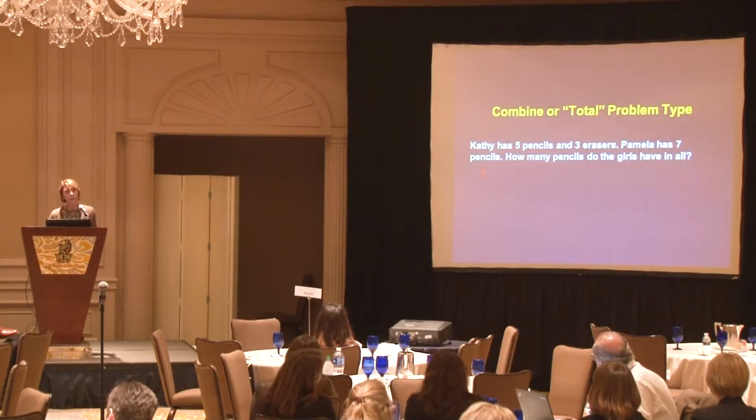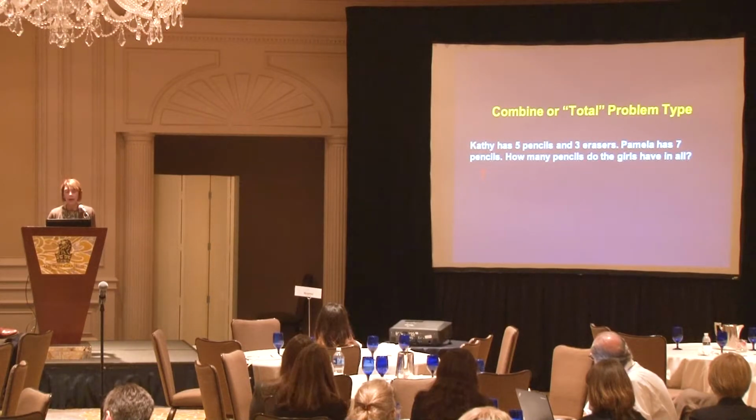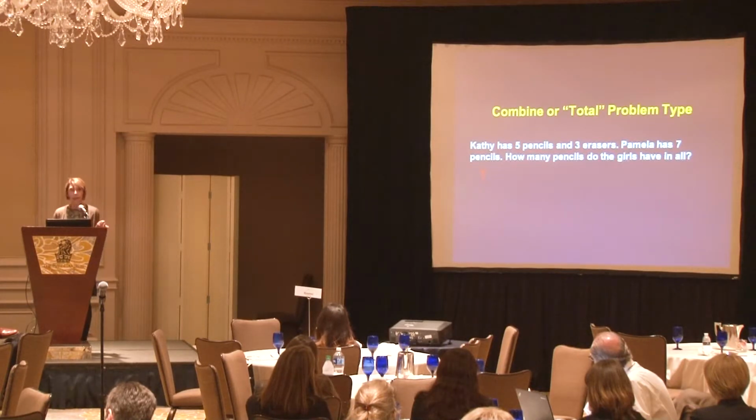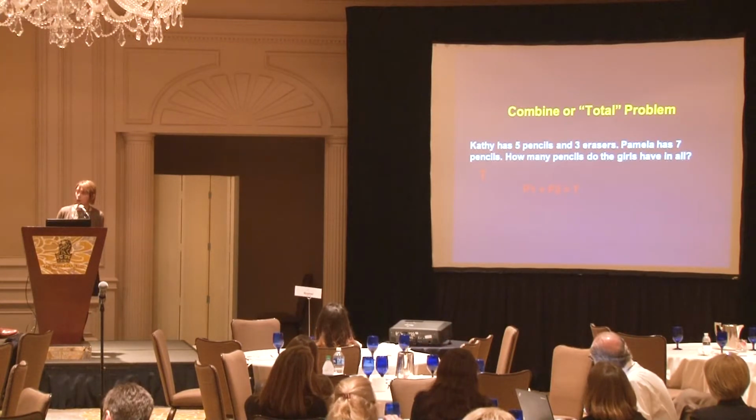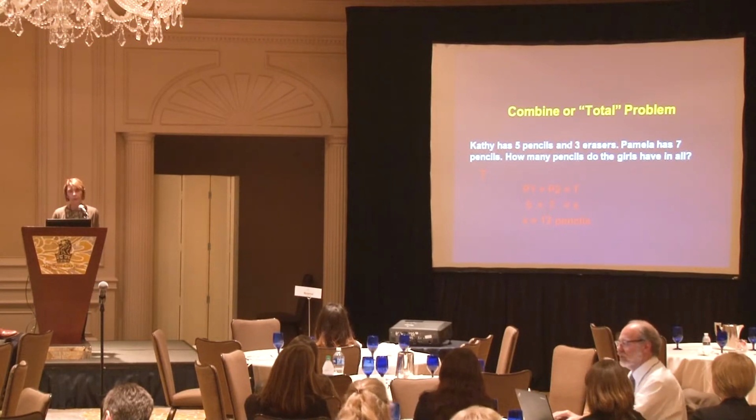So there's an example of a combine or total word problem. Kathy has 5 pencils and 3 erasers. Pamela has 7 pencils. How many pencils do the girls have in all? And here the child decides this is a total problem and labels that with a T to reduce demands on working memory. Writes the problem model number sentence to go with that problem type. Fills in quantities from the problem statement into the number sentence and solves for the missing quantity.